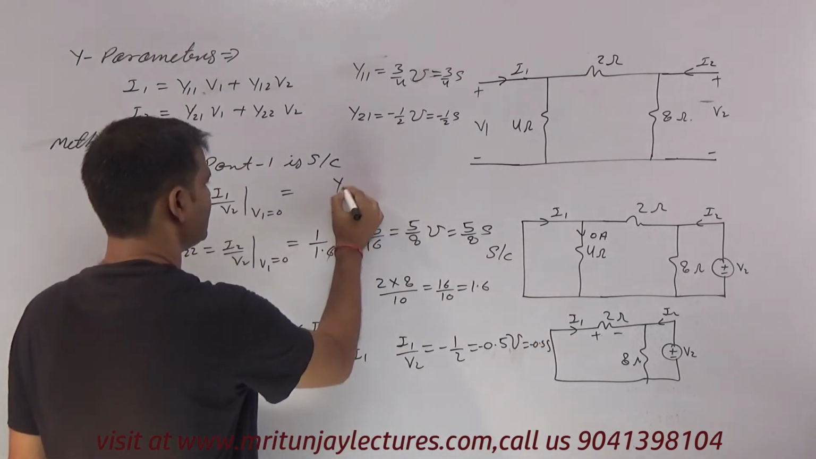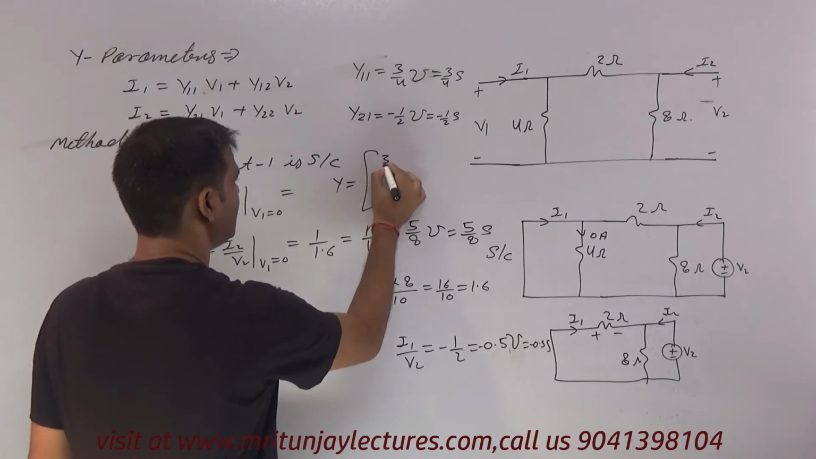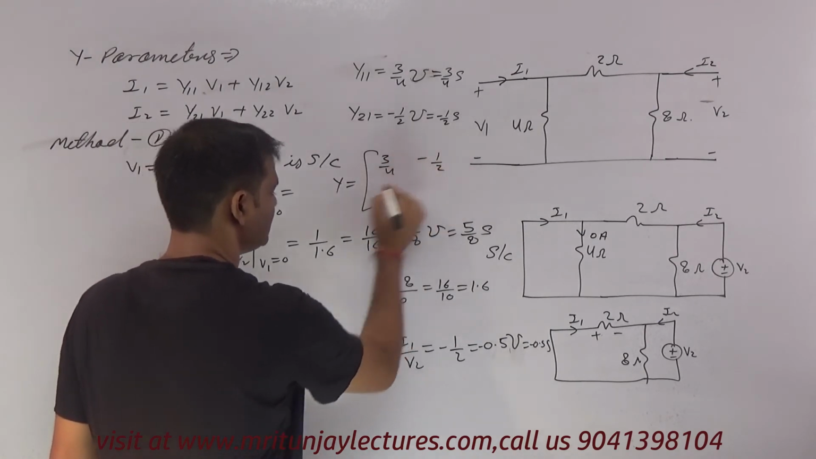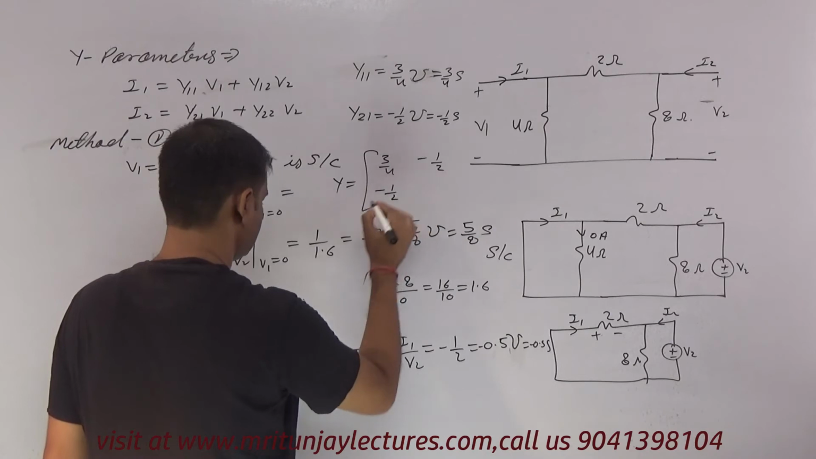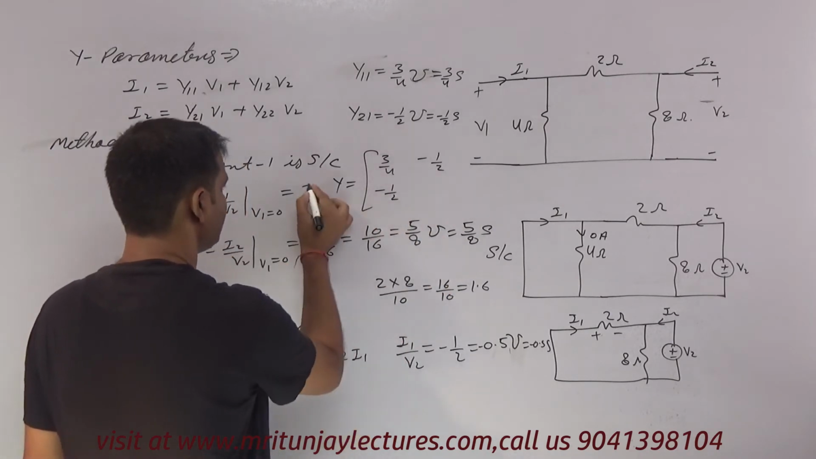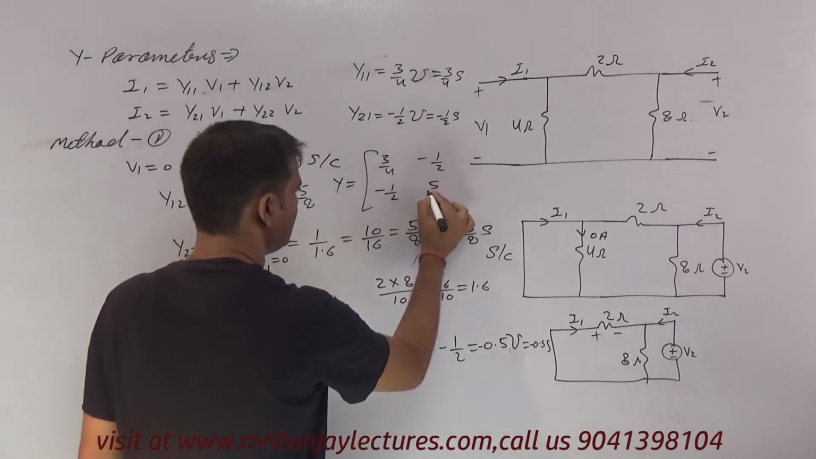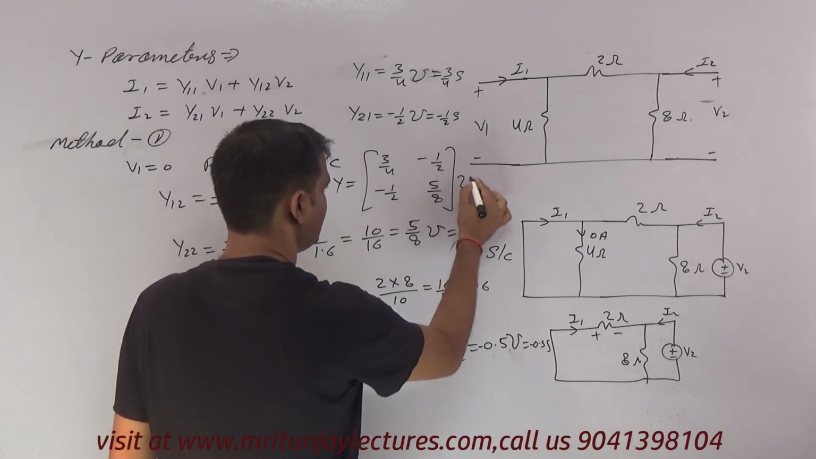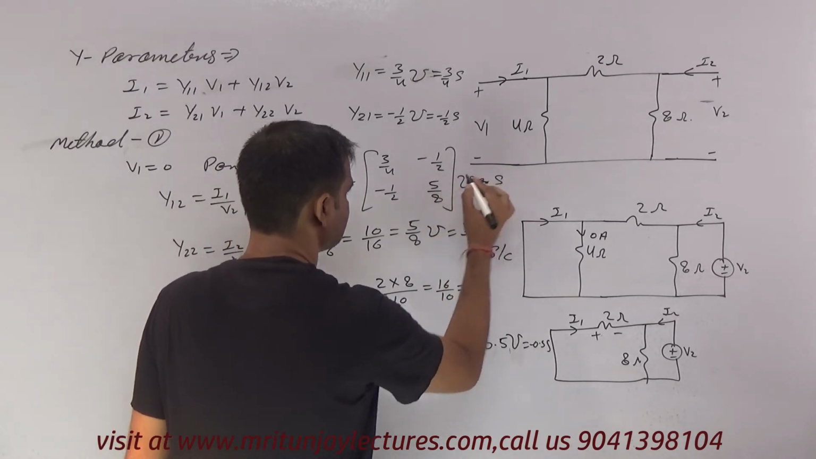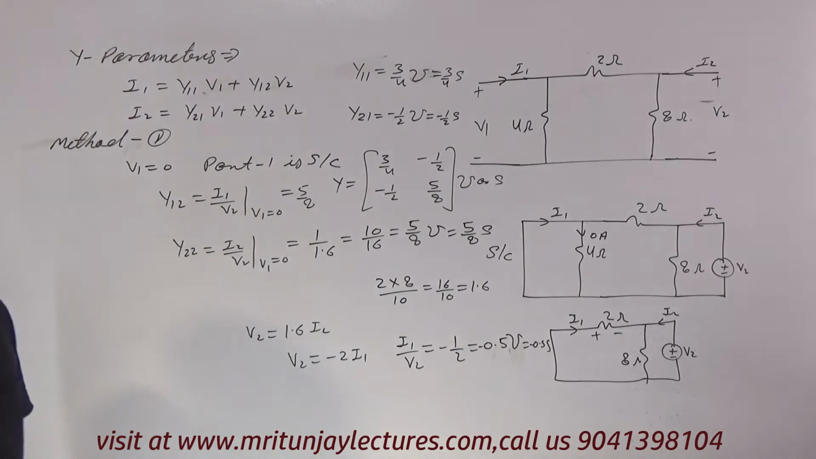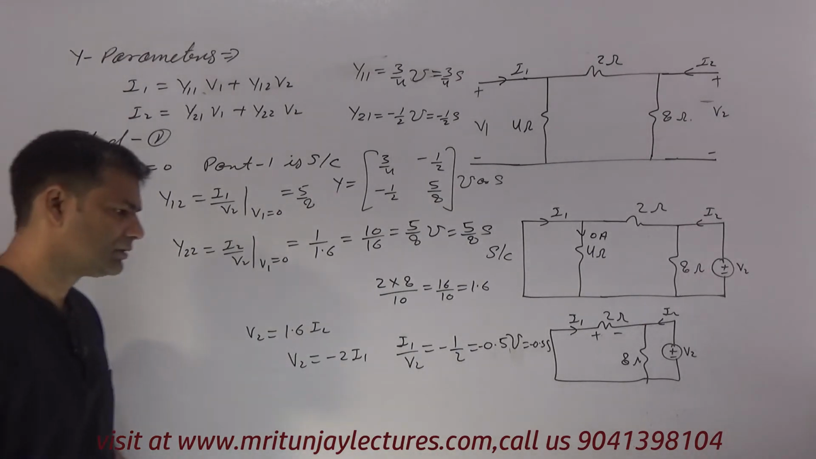So the Y parameters, finally we got 3 by 4, minus 1 by 2, minus 1 by 2, and 5 by 8 ohm inverse or S. Okay, clear or not?